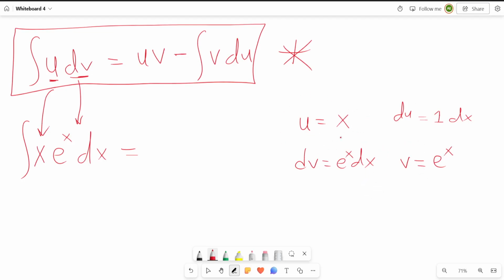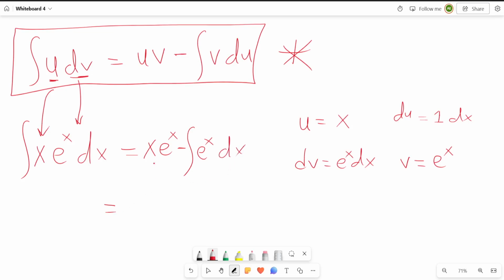As we go, I'm gonna give you hints, okay, and ways to know which one to substitute as u and which one to substitute as dv. Okay, so let's continue from here. So this thing is going to equal what? uv, so my u is x, my v is e to the power of x, so it's basically x e to the power of x, minus integration of v du. v is e to the power of x, du is basically 1 dx, or basically dx.